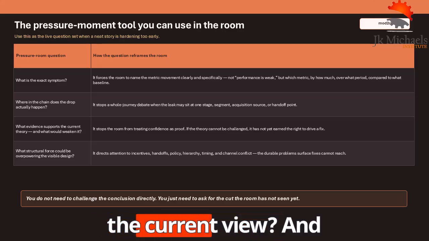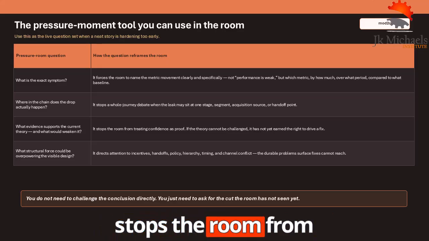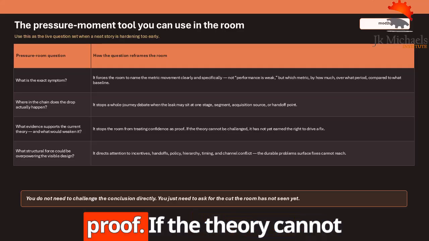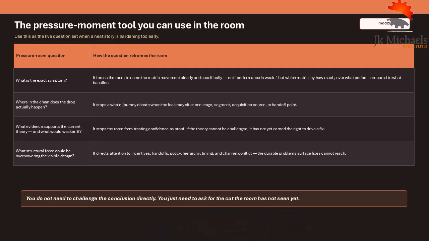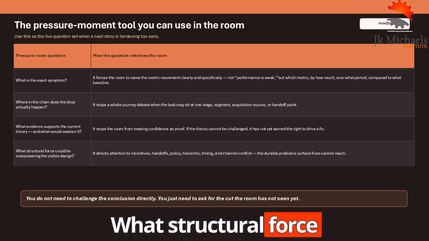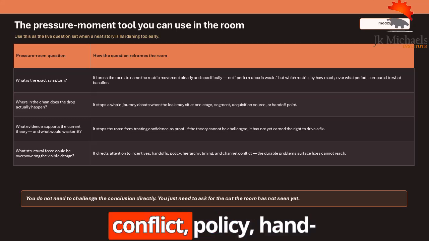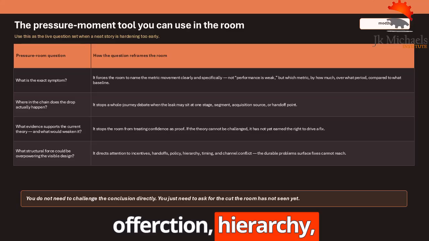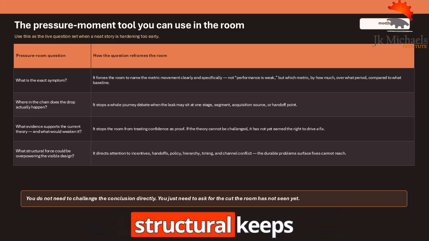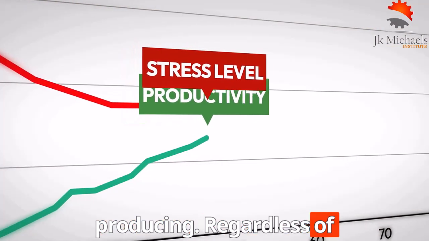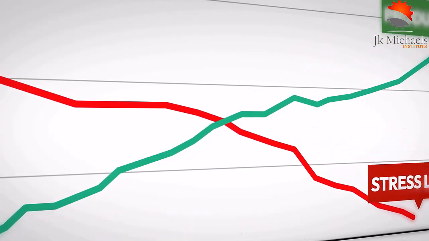What evidence supports the current theory, and what would weaken it? This is the question that stops the room from treating confidence as proof. If the theory cannot be tested or challenged, it has not yet earned the right to drive a fix. What structural force could be overpowering the visible design? Incentives, channel conflict, policy, handoff friction, hierarchy, timing. The most durable business problems survive because something structural keeps producing them, regardless of what the product team changes on the surface. Now, let's move into the case.